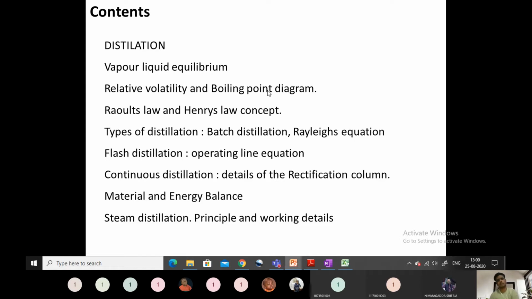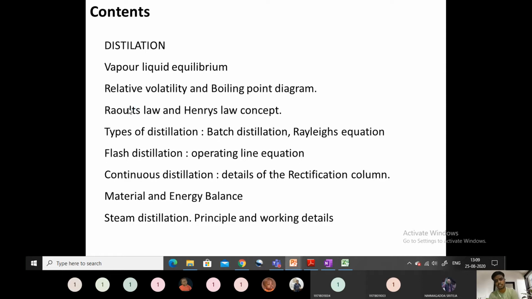The next one is Raoult's law. Raoult's law and Henry's law are concepts based on ideal solutions and dilute solutions. Raoult's law is applicable for the ideal solution. Then what does that mean by ideal solution?